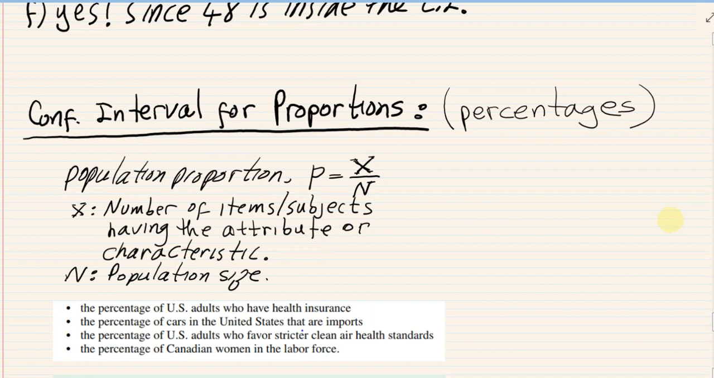Now here, these are a few examples of percentages. Percentage of US adults who have health insurance. Percentage of cars in the US that are imports. Percentage of US adults who favor stricter clean air health standards, and percentage of Canadian women in the labor force. So there you go, any percentage you can think of.